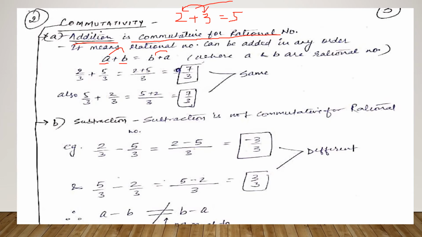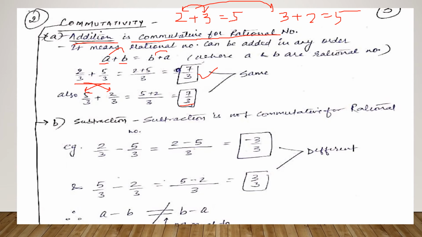No. If I write like this, 3 plus 2, still the answer is 5. So that's why here also, if you write 2 by 3 plus 5 by 3, the answer is 7 by 3. But if you change the order, 5 by 3 plus 2 by 3, again the answer is 7 by 3 only. So we can say addition is commutative for rational numbers.